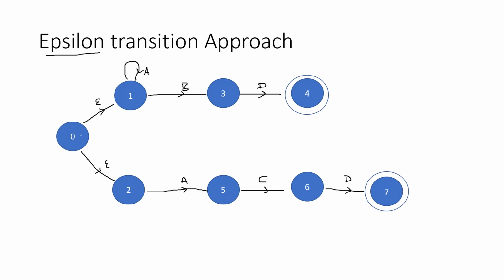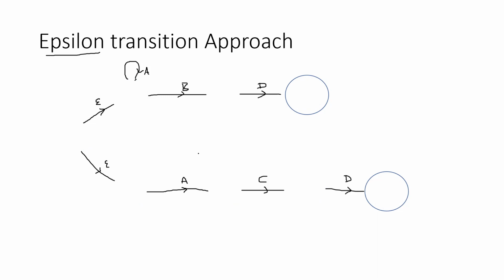But given 0, the starting state, I must take a free transition into either one. I can either choose this one or that one. And as you can see, this is still not a DFA, it's an NFA because you have 0, you have two transitions, so that's indeterministic.